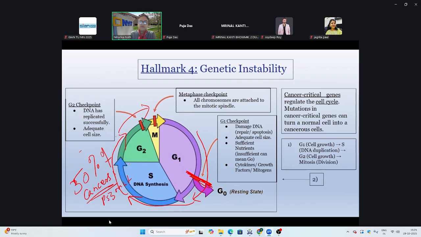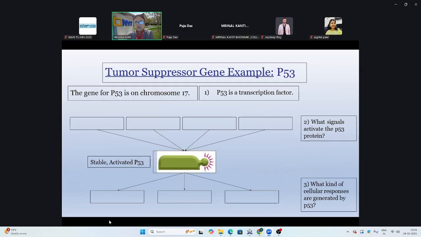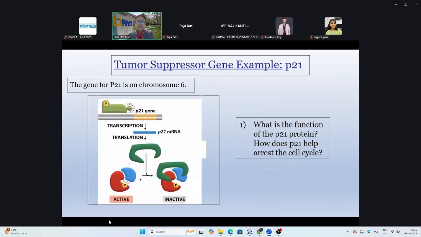Sorry for the bad handwriting. My pen is crooked. So about 50% of all cancers that you see have a P53 mutation. And so that's why it's the master regulator.